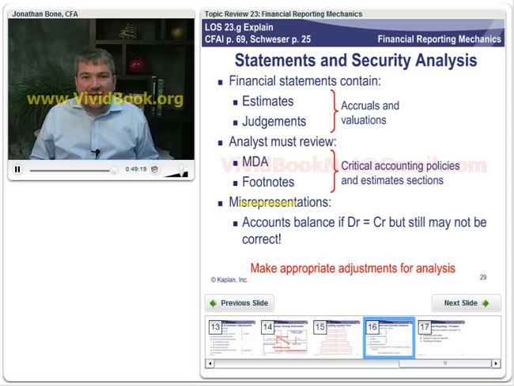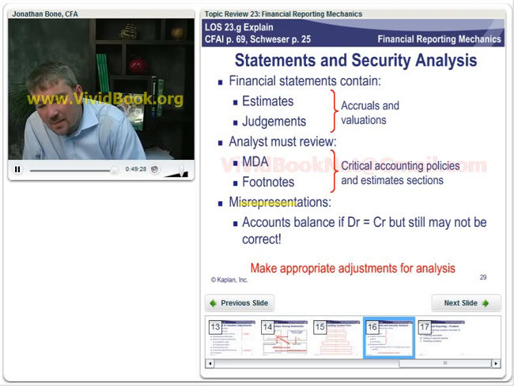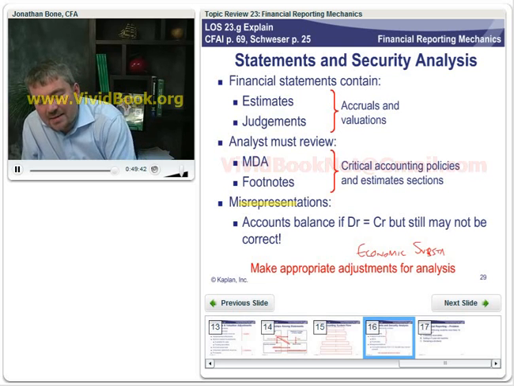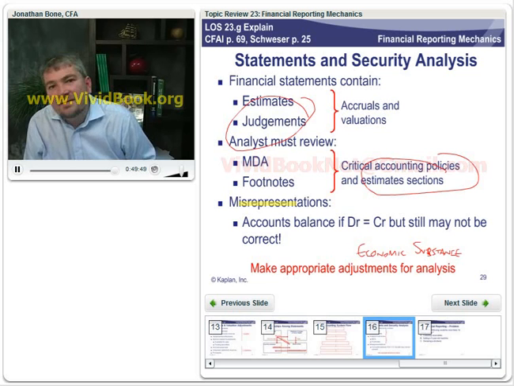The key for the analyst is they want to see the true picture of company performance. And we'll keep coming back to this phrase. What they want to see is economic substance. I can't write today. Economic substance. So you've got to review the estimates and judgments, the critical accounting policies, and ask, do you believe that that shows you the economic substance of the company? If you don't, then you're going to have to make adjustments before you calculate your ratios.